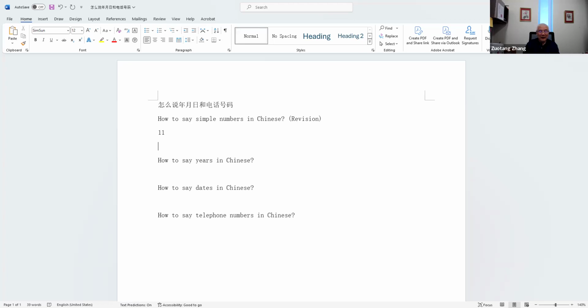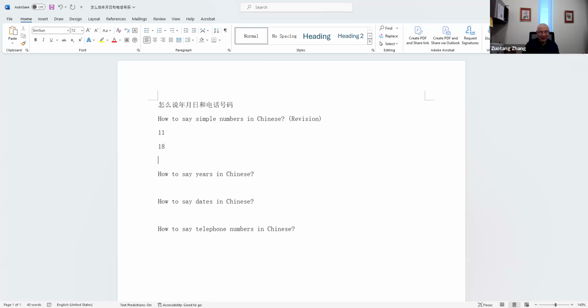Okay, that's 11. And what if I'm saying 18? 18 would be 18 because 8 means 8. So 10 means 10, so therefore 10 and 8 put together, 18. All right. So some people may say, why do we say 18? If you say 18 the long way, it's perfectly correct. But 18 is preferred because it's shorter. We just say 18. Okay. And 19, that's 19.